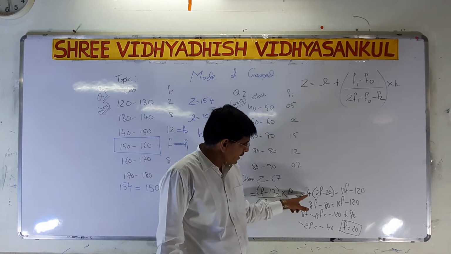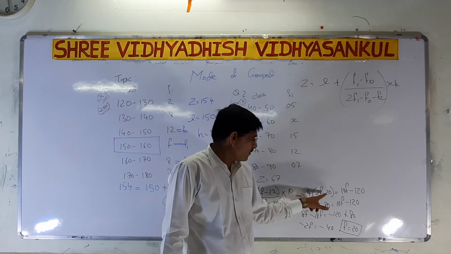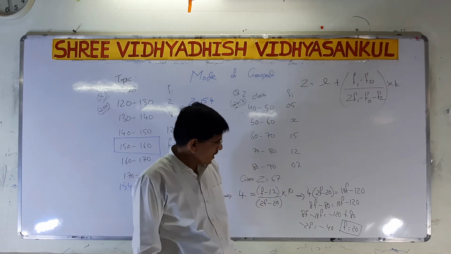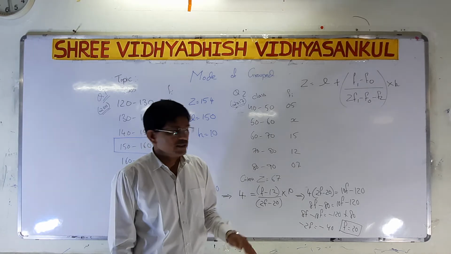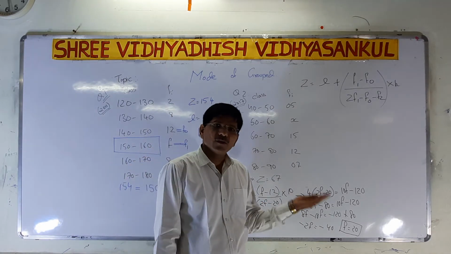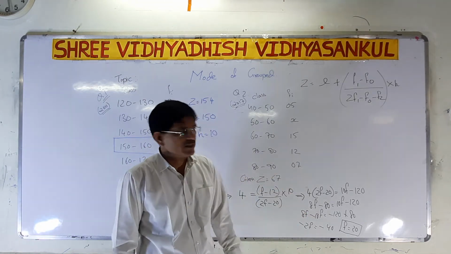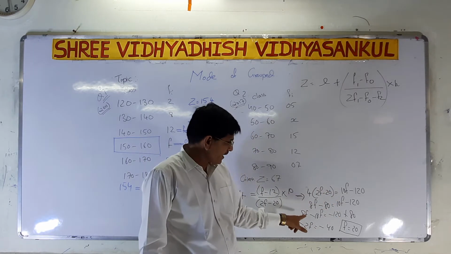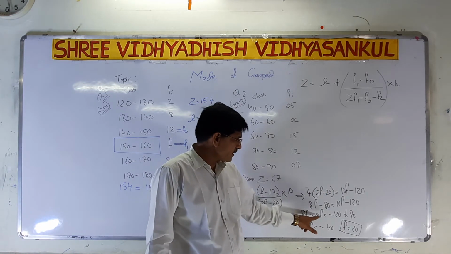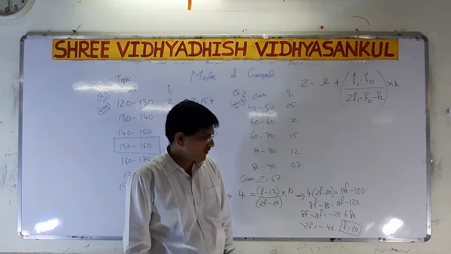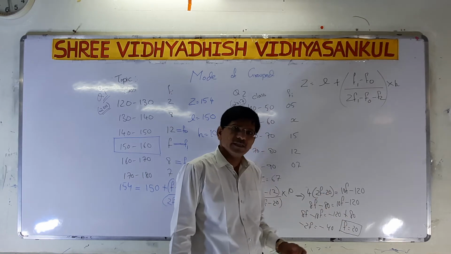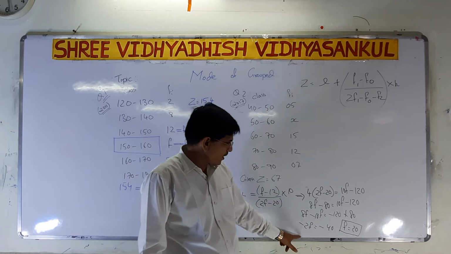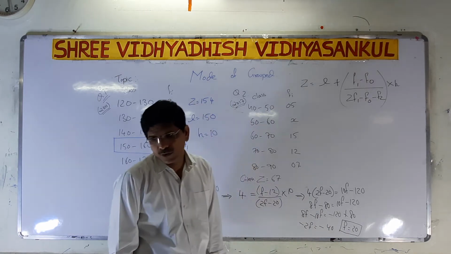Now opening the bracket, 4 twos are 8f, 4 twenties are minus 80, so 8f minus 80 is equal to 10f minus 120. Now we shift the f terms to the right-hand side and constants to the left-hand side. So 8f minus 10f is minus 2f, and minus 120 plus 80 is minus 40. So 2f is equal to 40. So f is equal to 20.